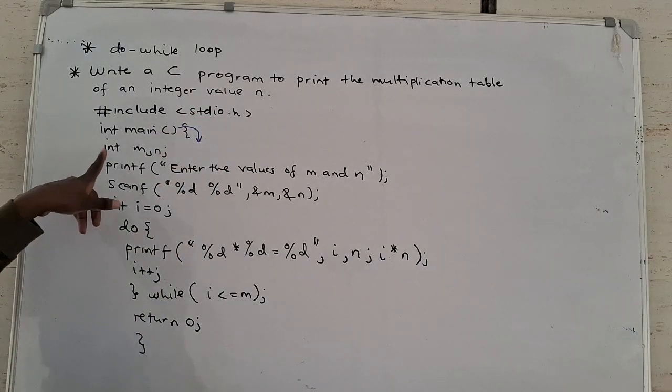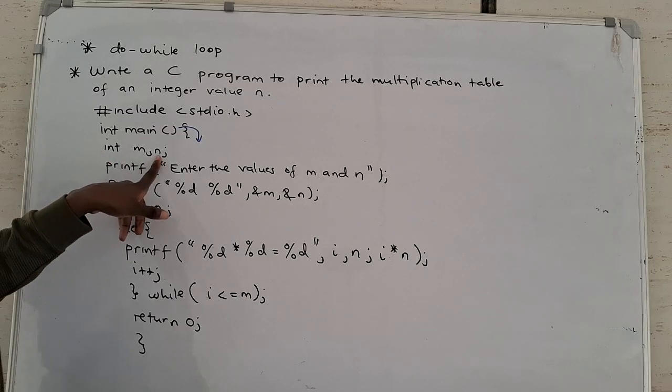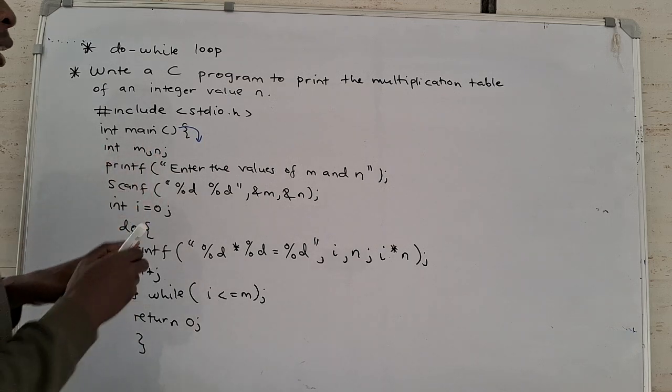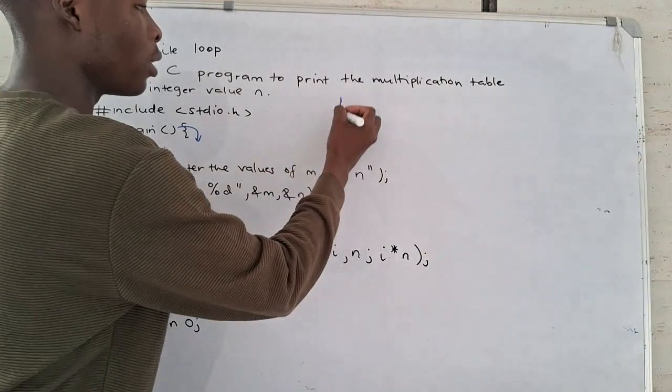It's okay. See, int m, n, what is this? These are two variables. These variables are going to store integers. So the first variable is m.